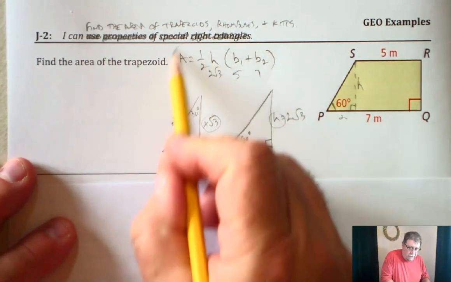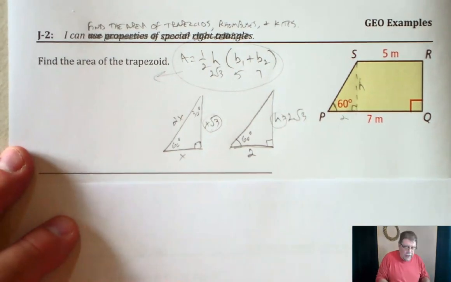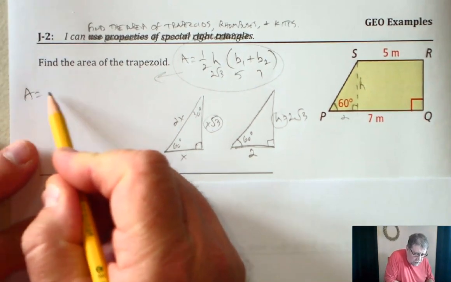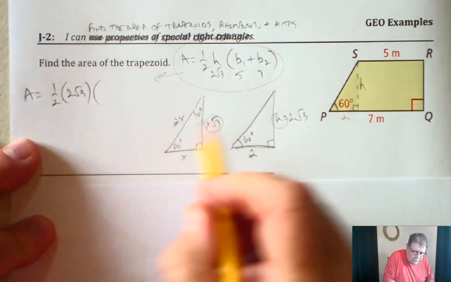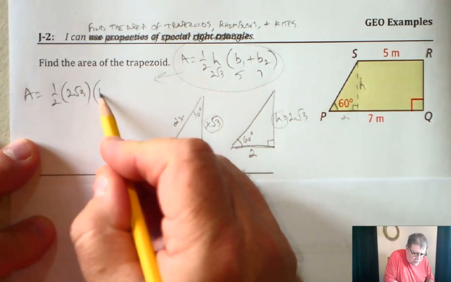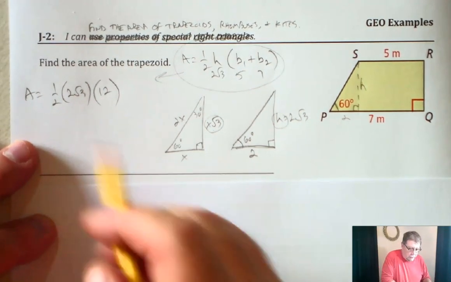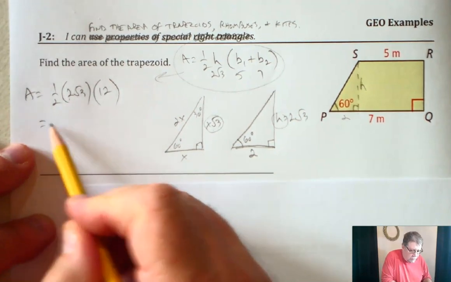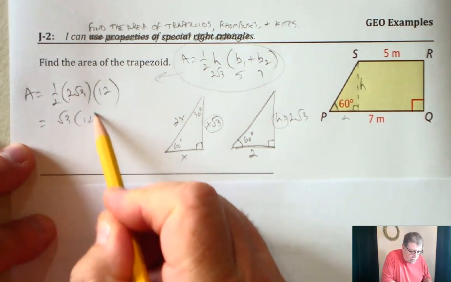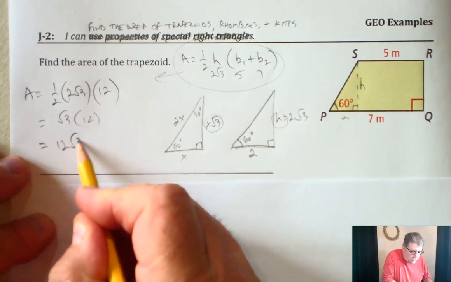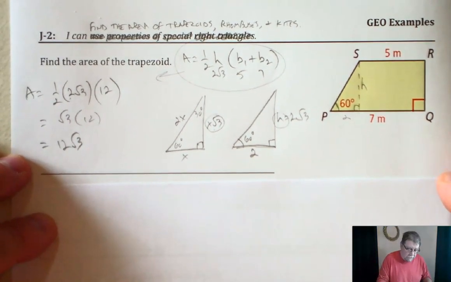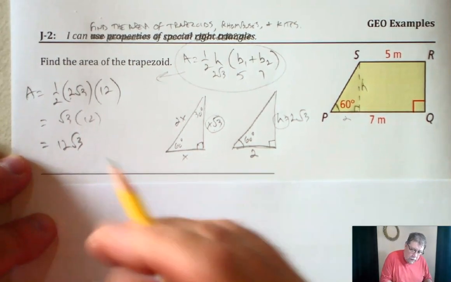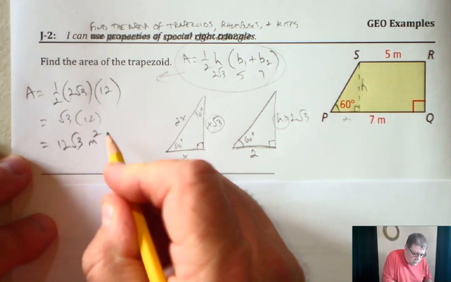So let's now take all of this information, come over here, and simplify it. Area is going to equal 1/2 times 2 radical 3 times the quantity of 5 plus 7, that's 12. And now we want to do that. Well, 1/2 times 2 is simply radical 3 times 12. We could write 12 radical 3 as our solution. I would go ahead and leave it in radical form. And this is going to be an area formula, so this is meters squared.